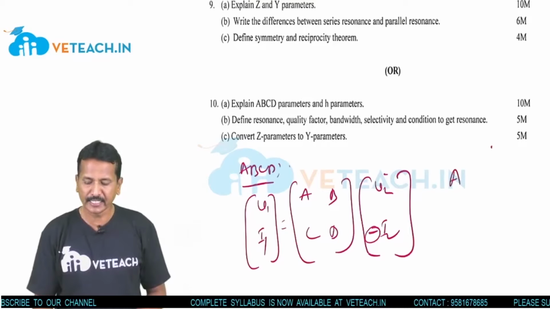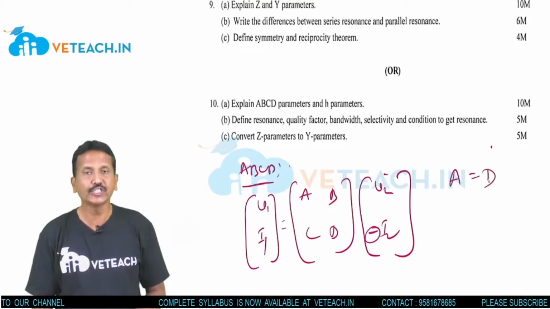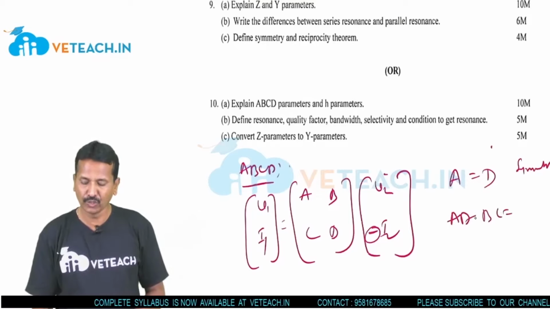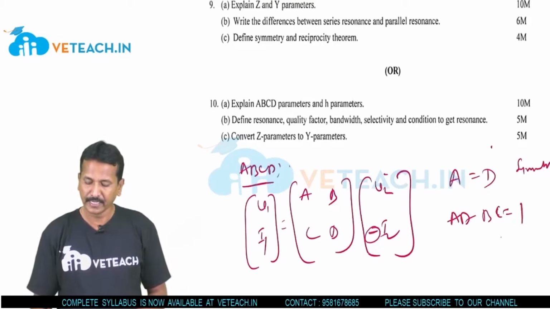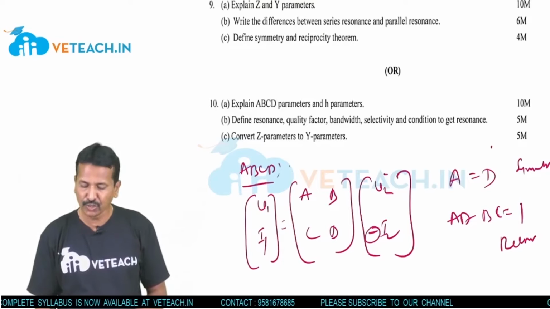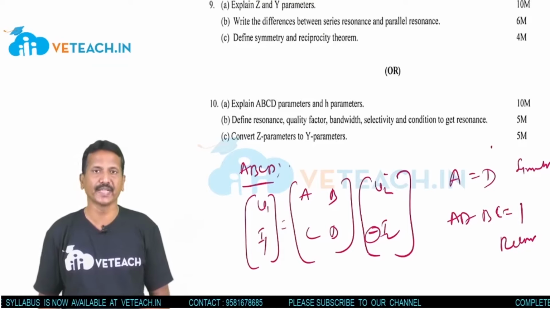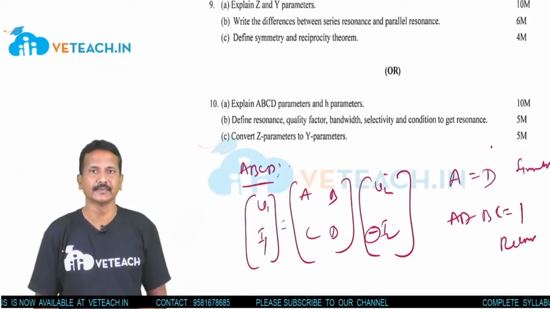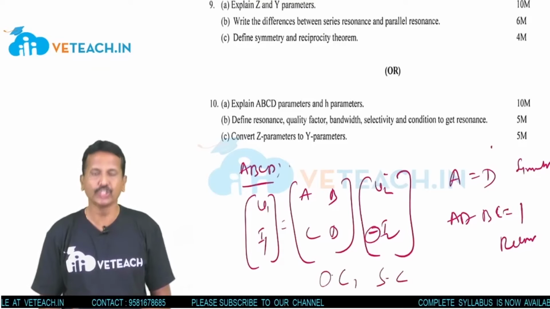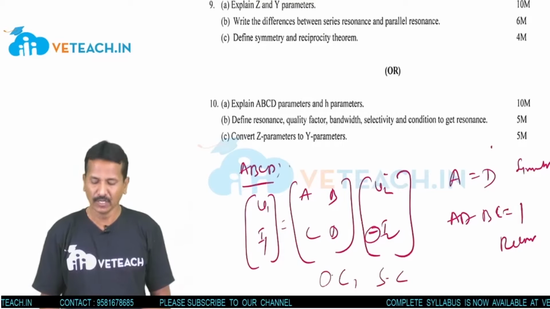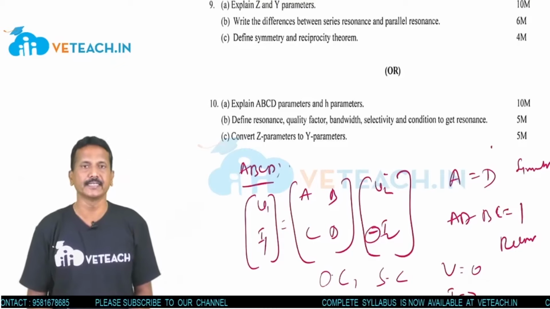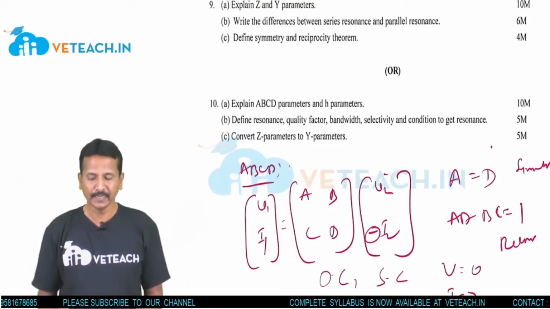Here, the reciprocity condition and symmetry condition: A is equal to D is the symmetry condition, and AD minus BC is equal to 1 is the reciprocity condition. Reciprocity condition is used in transmission lines. Here the circuits are open circuit as well as short circuit, in terms of when voltage is 0 as well as current is 0, we will get these things.